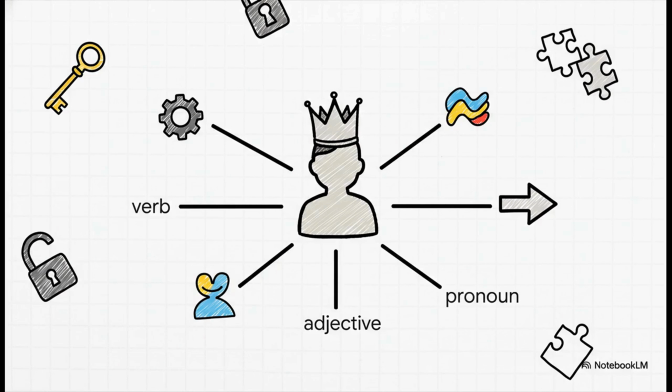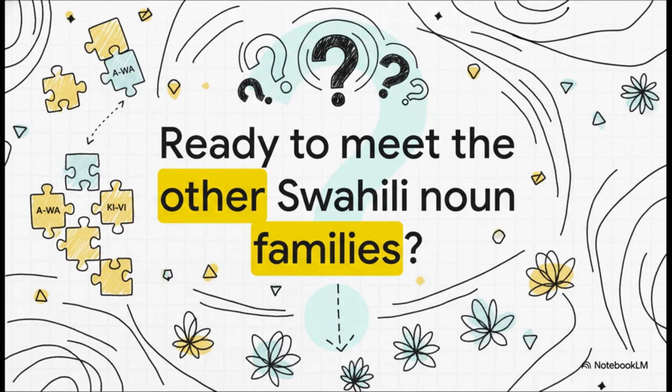So, if you remember just one thing from all of this, let it be this. The noun is the captain of the Swahili sentence. Once you know what family it belongs to, you have the blueprint for building the rest of the sentence perfectly. This is the secret code we set out to find. And that's your first real look into the beautiful, logical world of Ngeli. We've only uncovered two of the noun families today, but you now have the key, the foundational concept that governs the entire Swahili language. So, now that you've met the A-WA and KI-VI families, are you excited to meet the rest?